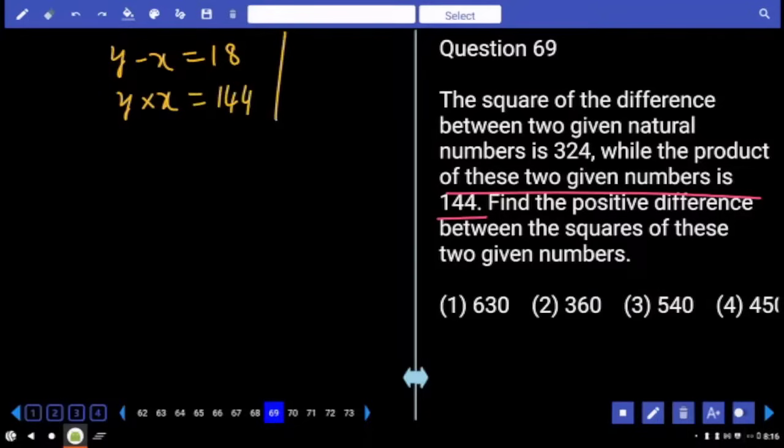Using these two conditions, let's assume the x value and then the y value. Difference must be 18, product must be 144. 16 into 9. What is the difference?